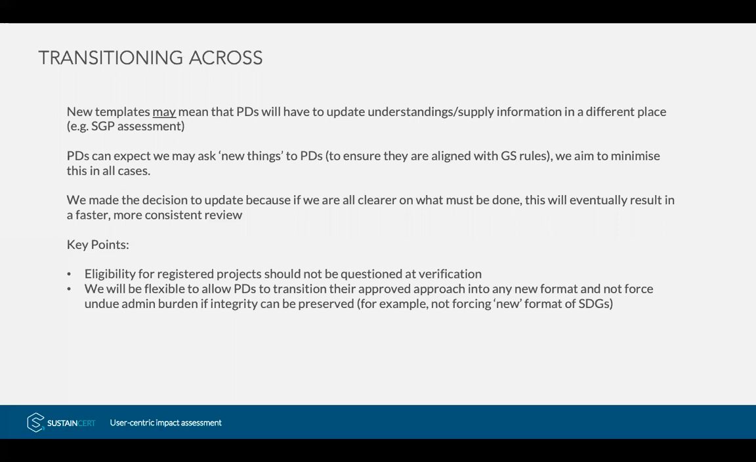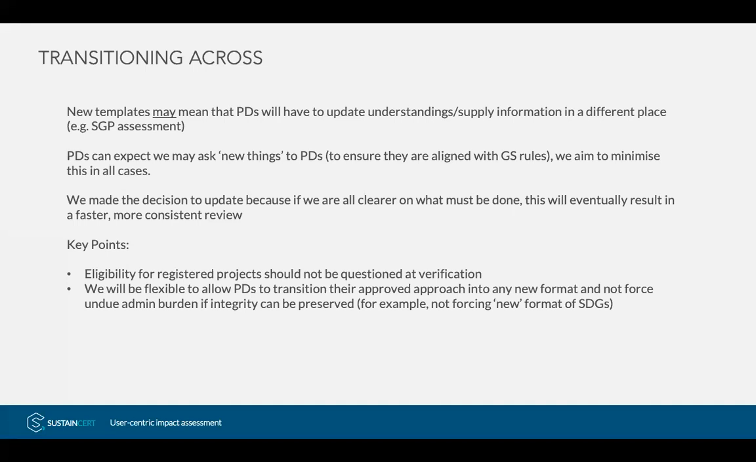And I guess the key point really is that we are going to be flexible to allow people to transition their approach into the new format. We don't want to force undue admin burden if integrity can be preserved. So we've borne all this in mind in the design of the templates, that there are certain ways that they are structured that were designed to minimize the burden of transition. We're also bearing that in mind proactively when we review.